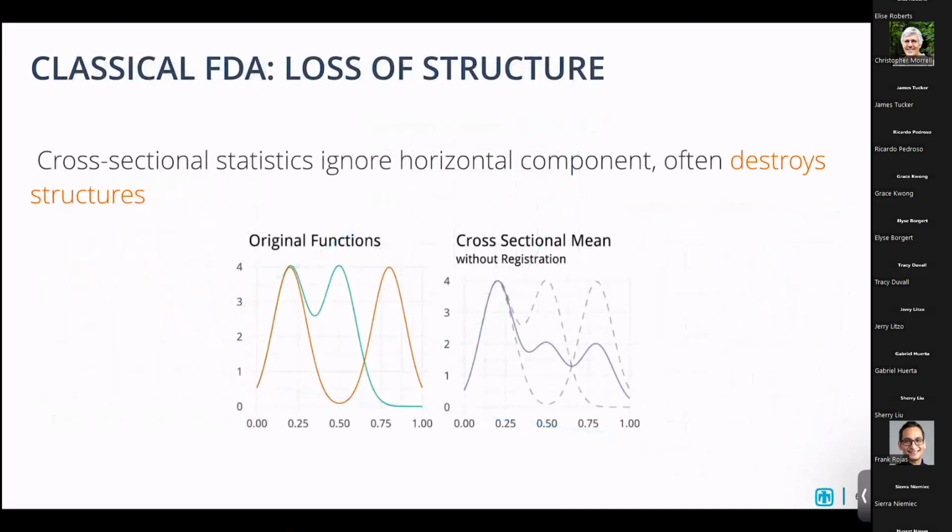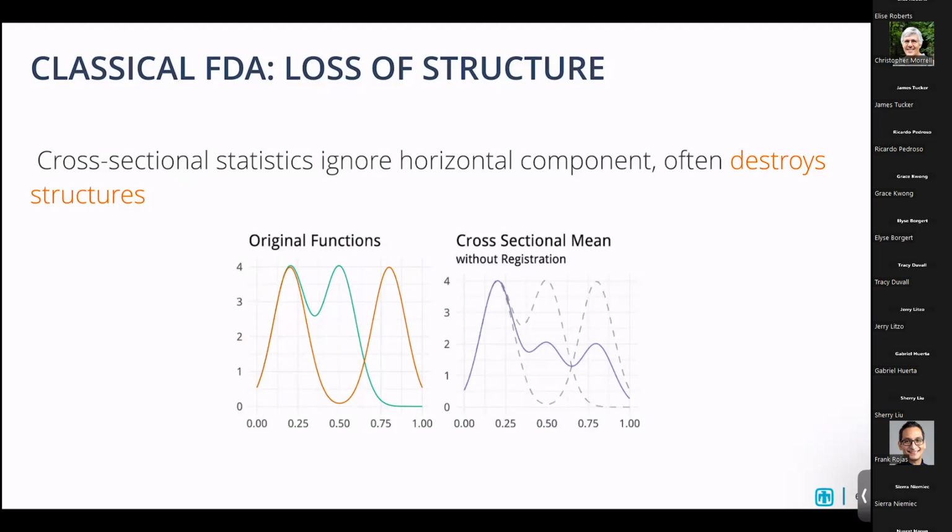Now, classical FDA, if you go back to Jim Ramsay's work, is a lot of cross-sectional analysis. And what happens in cross-sectional analysis is you ignore the horizontal component, and this often destroys structure. So for example, if we have these two original functions here on the left, which have two peaks, and we just do the cross-sectional analysis and compute the mean cross-sectionally, you get the purple curve in the right panel, which actually has three peaks.